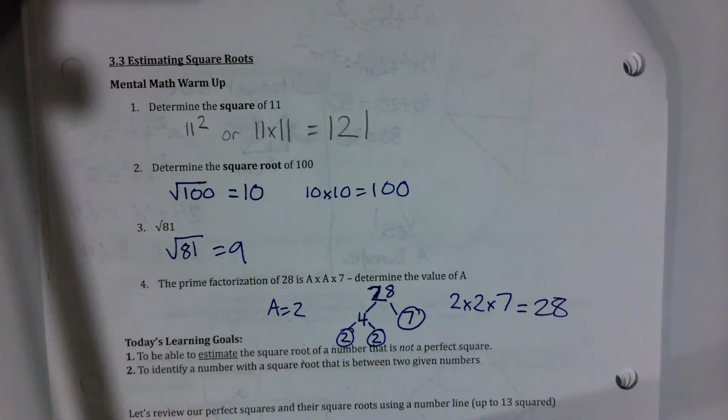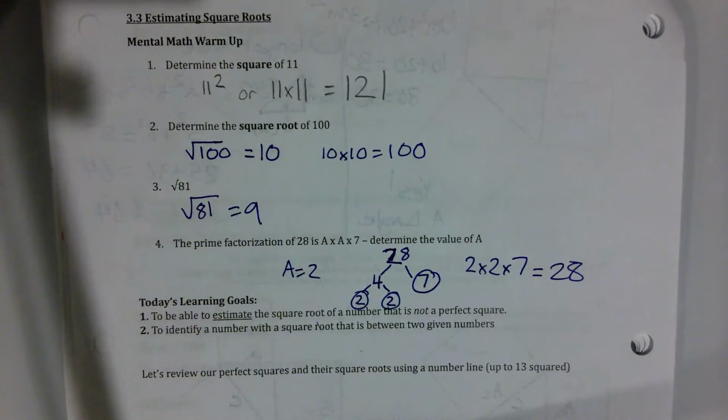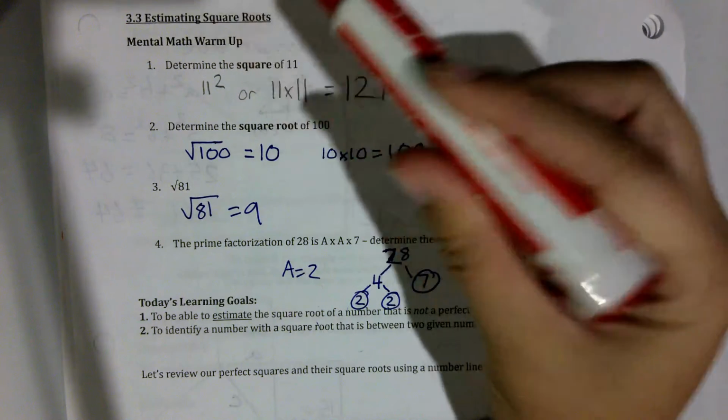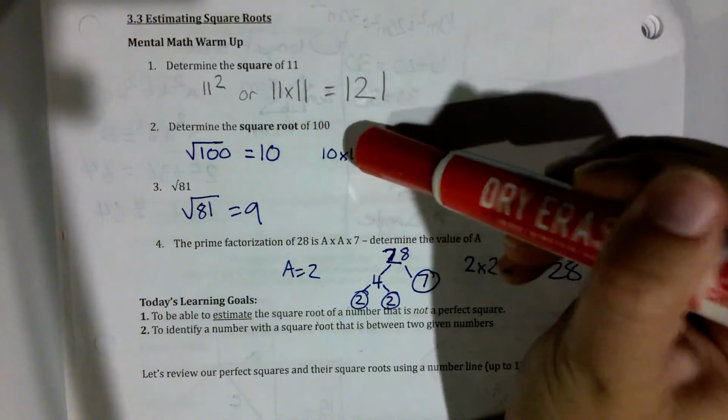Okay, today we are reviewing 3.3, estimating square roots. By now we should be very comfortable with square roots from 1 to 13 and perfect squares from 1 to 169. This is on page 8 of your workbooklet. To find the square of a number, you are going to multiply the number by itself. So squaring 11, 11 times 11 is 121.